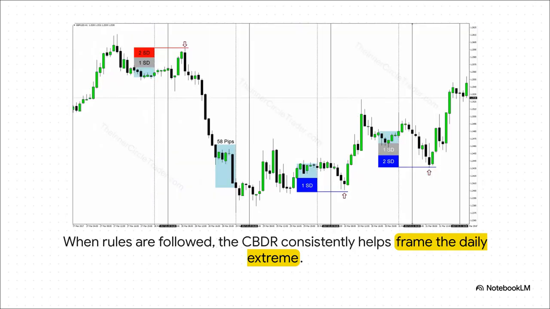And when we put it all together, this chart just brilliantly shows the power of having a solid framework. You can clearly see that on the days where the range size rule was met, the projections consistently helped frame the daily extremes. And the days it didn't work, those were the days the rules told us to sit on our hands anyway. See, this isn't about being right 100% of the time. It's about having a framework that gives you a real statistical edge.